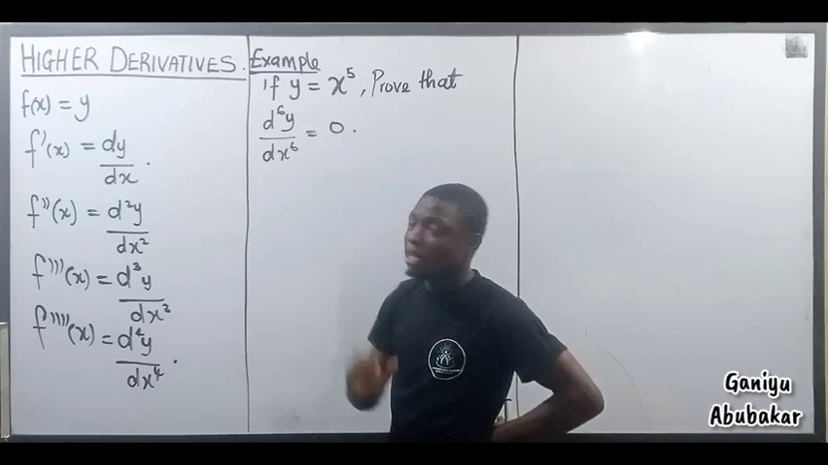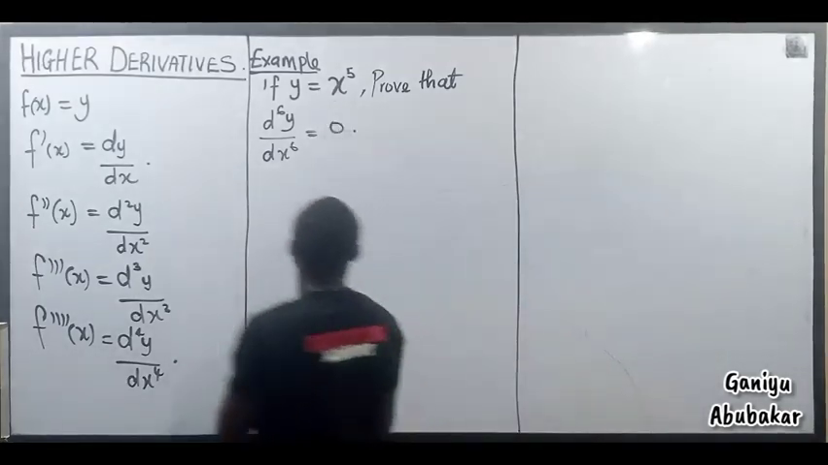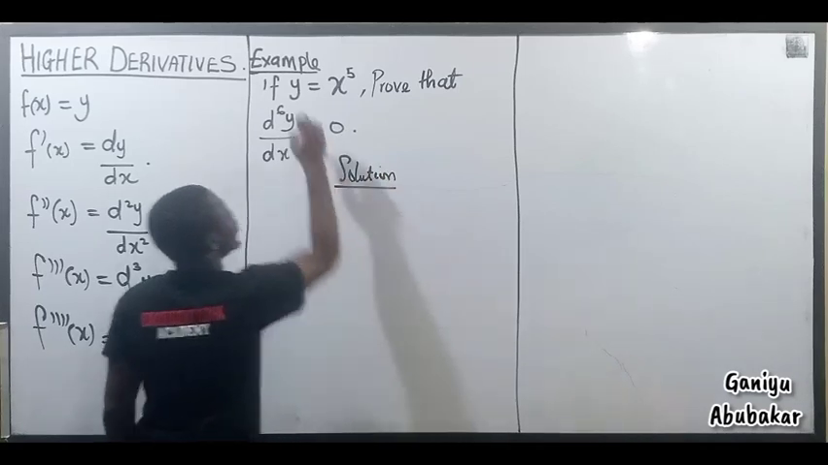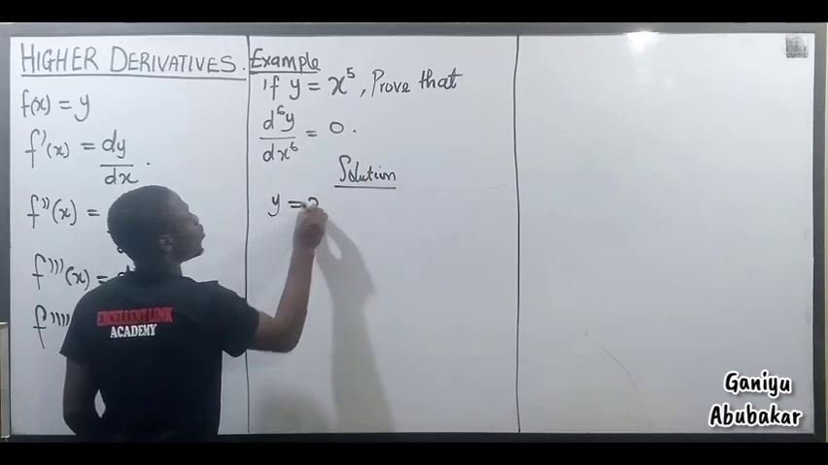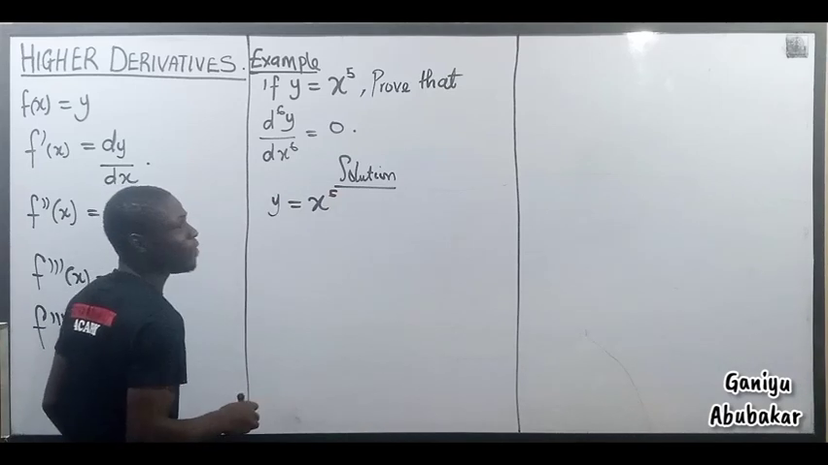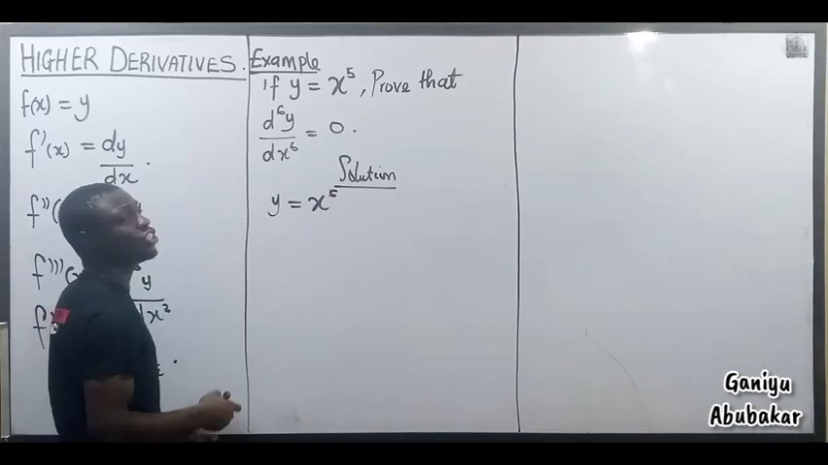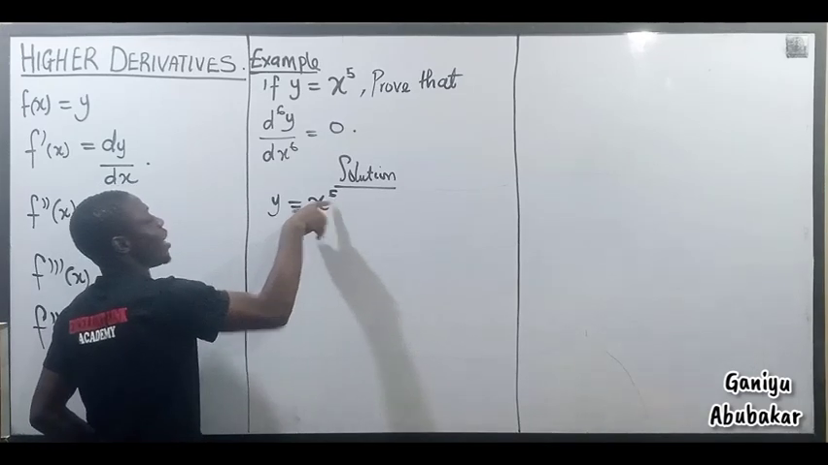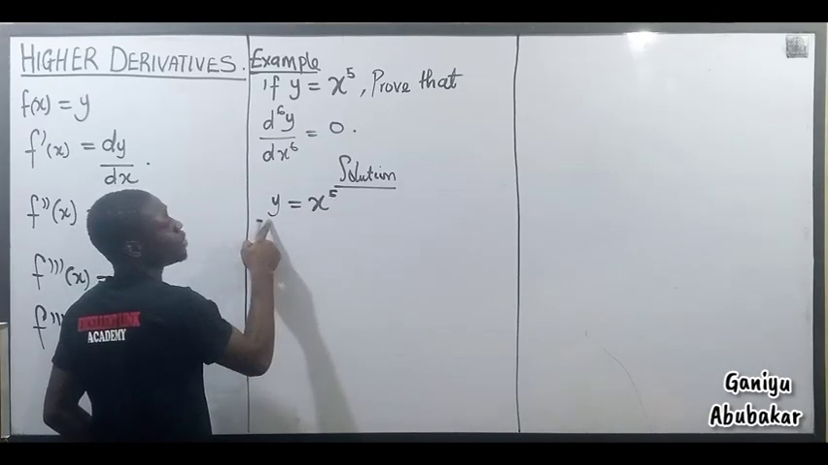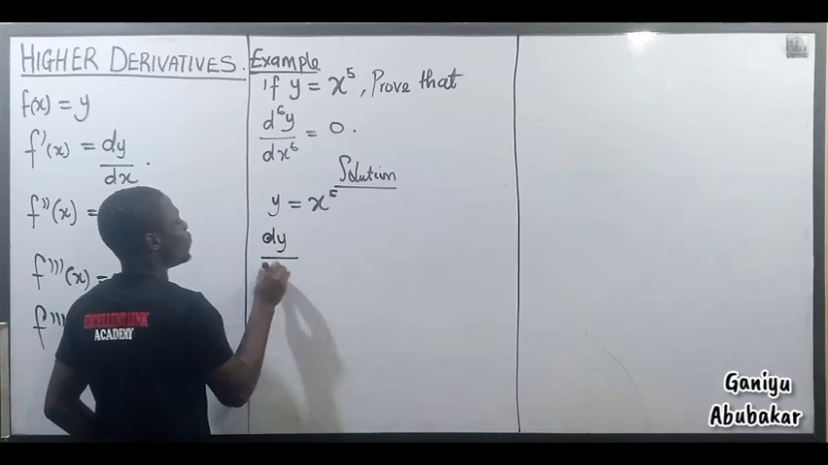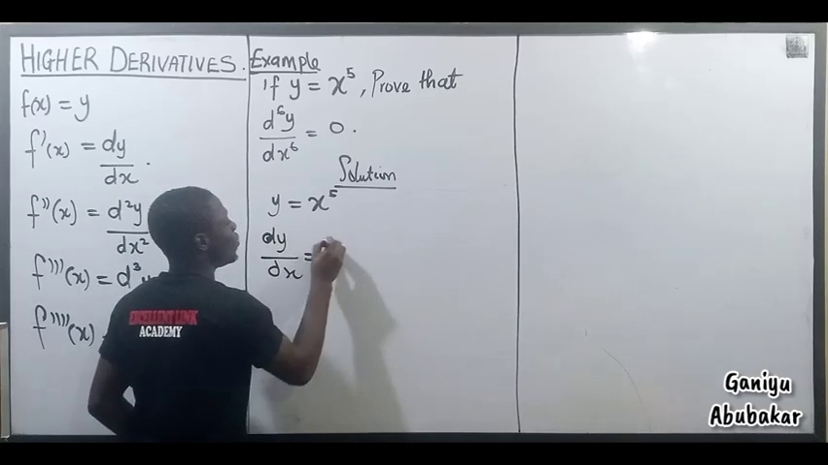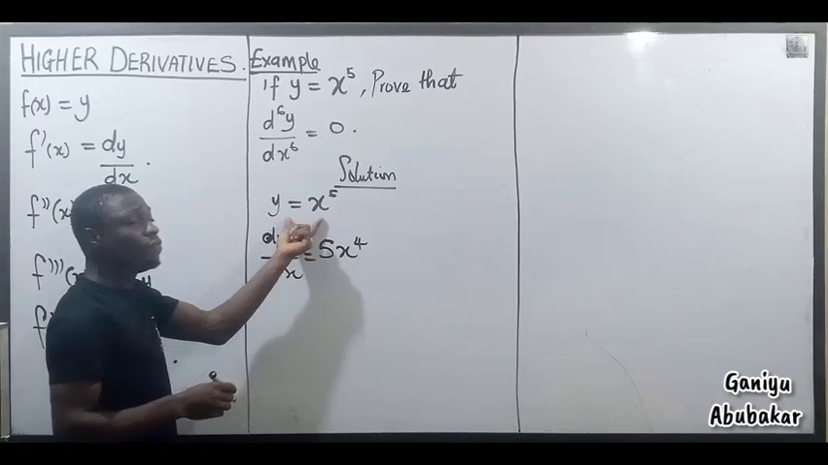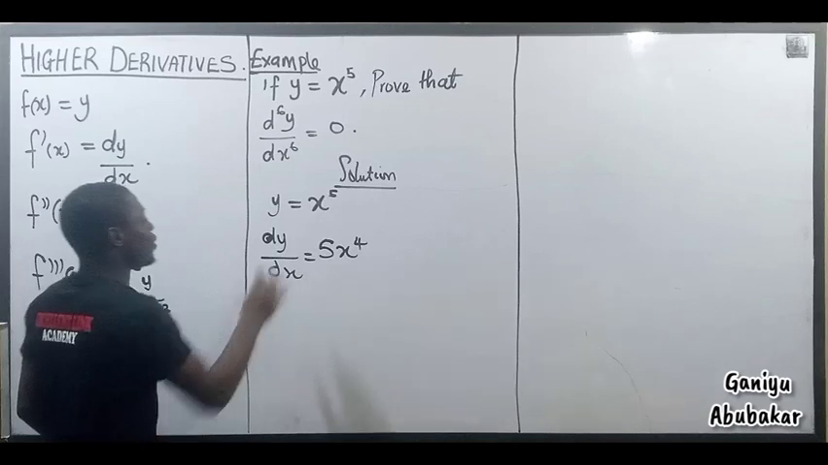That's the concept. So now, the solution. The question says y is equal to x to the power 5. First things first, if I differentiate using the general method, we differentiate by reducing the power. So differentiating y with respect to x, dy over dx is equal to 5x to the power 4. This is my first derivative.